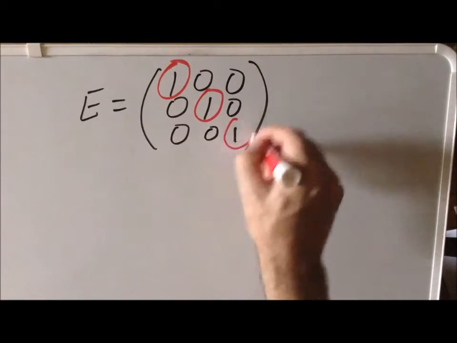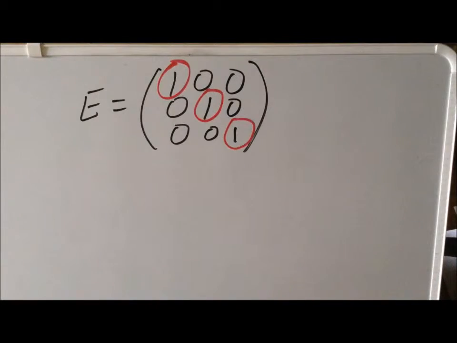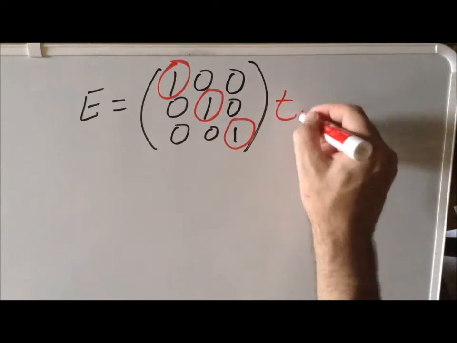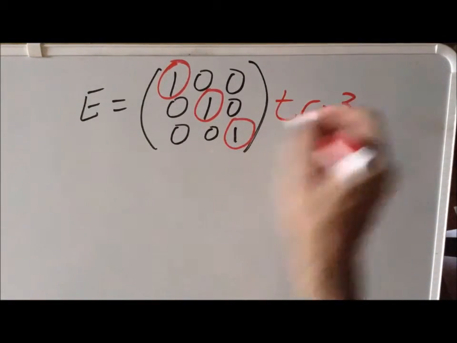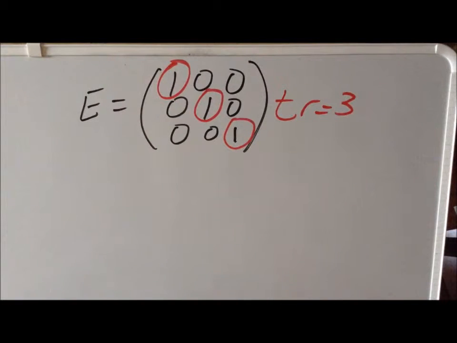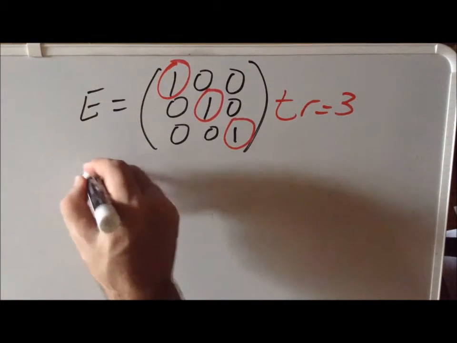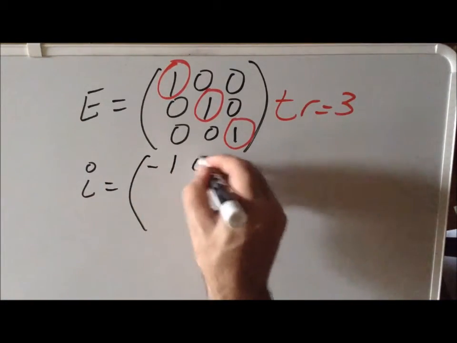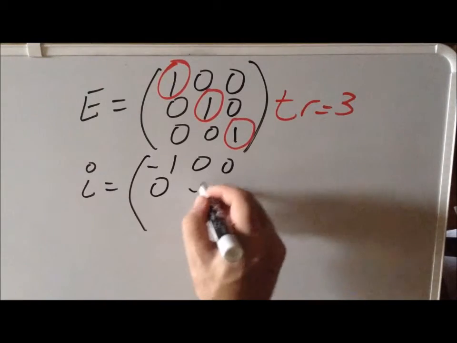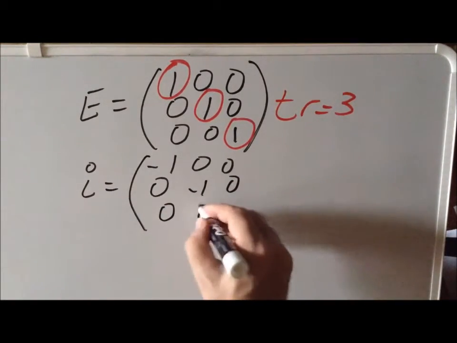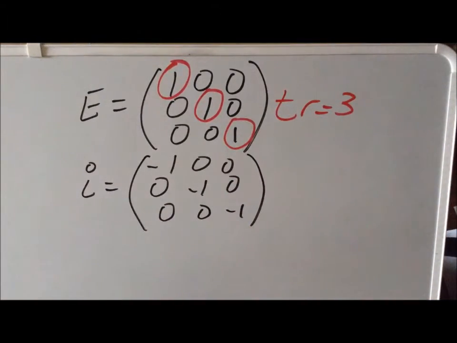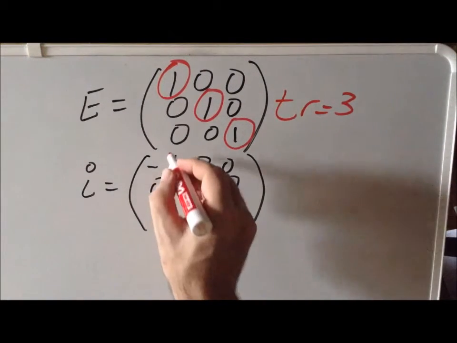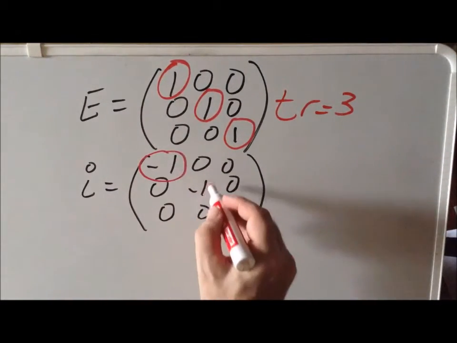If I take the matrix for the inversion, I recall that the entries are -1, 0, 0, 0, -1, 0, 0, 0, -1. And to compute the trace, we ignore everything that's not on the diagonal. So we only look at the -1, the -1, and -1. So in the case of the inversion operation, the trace is going to be equal to -3.